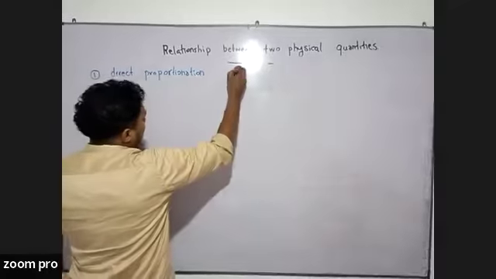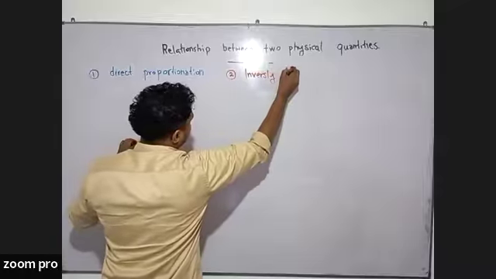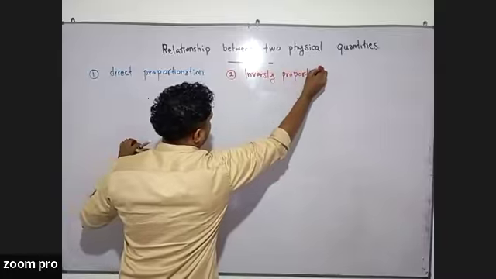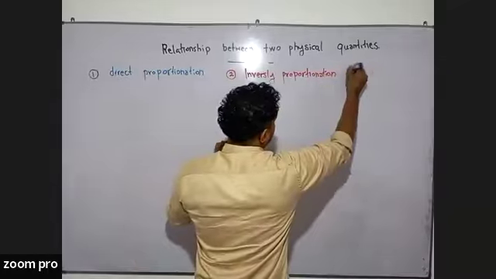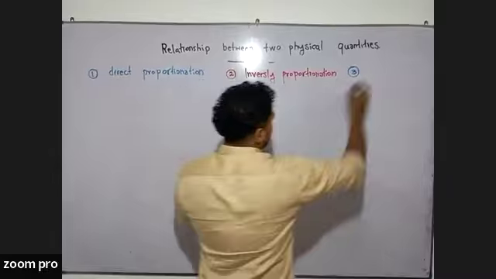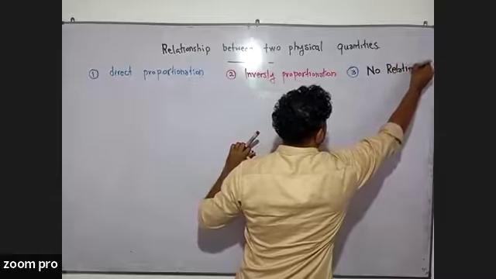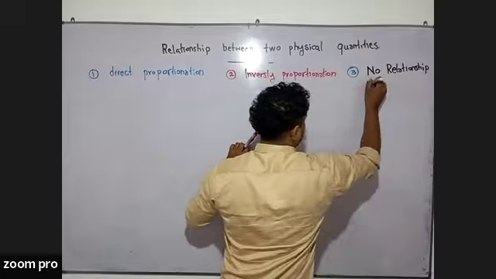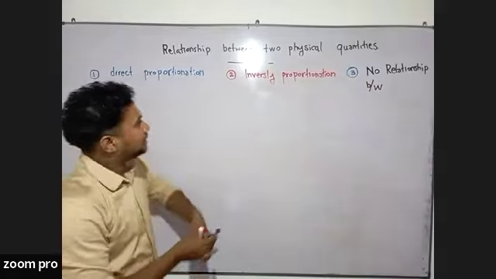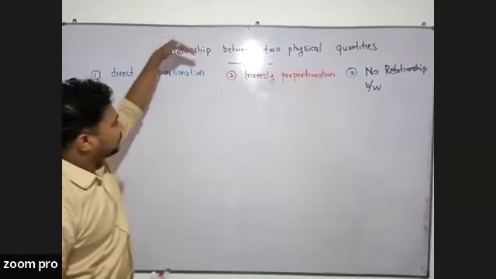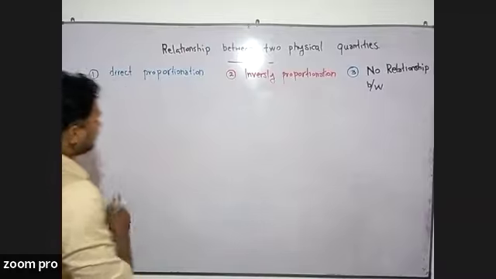The second one is it can be an inverse proportionation. The third one is there's no relationship between them. So these are the three types of relationship between two physical quantities, right? So let's clear this one.